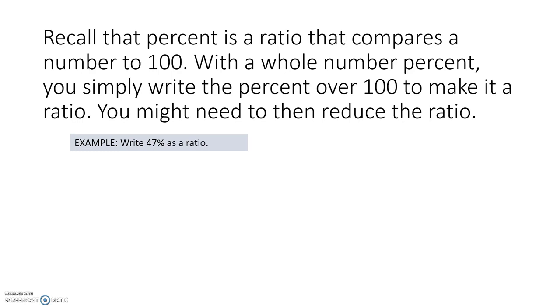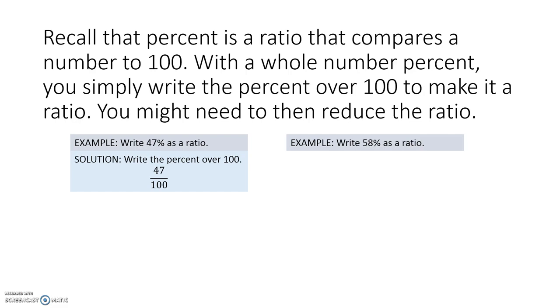Let's write 47% as a ratio. We simply write the percent over 100. We get 47 to 100. Let's write 58% as a ratio. Again, just write the percent over 100, but then you reduce it, and so our ratio is 29 to 50.